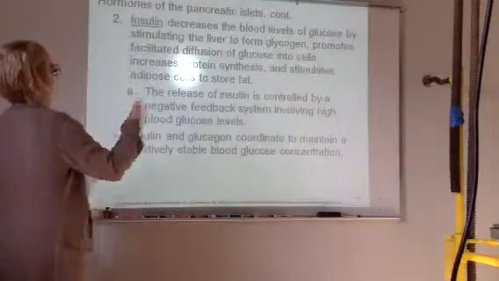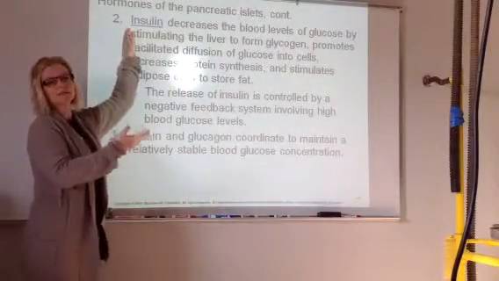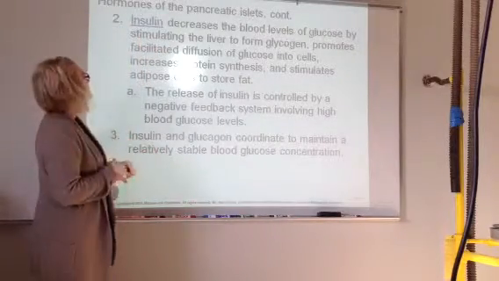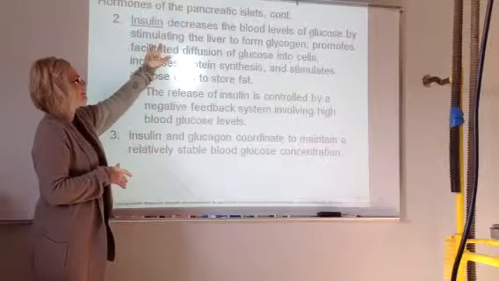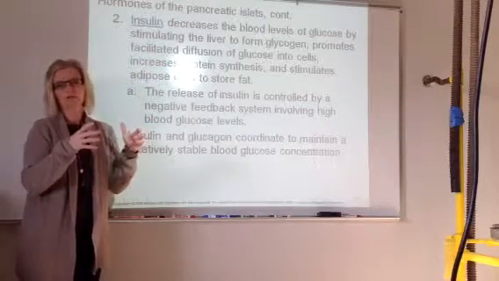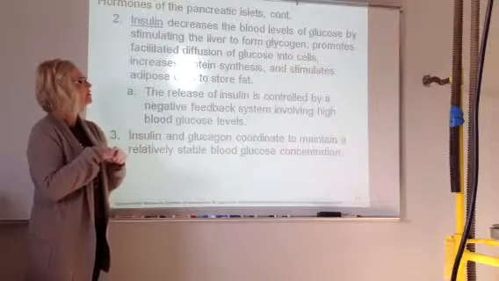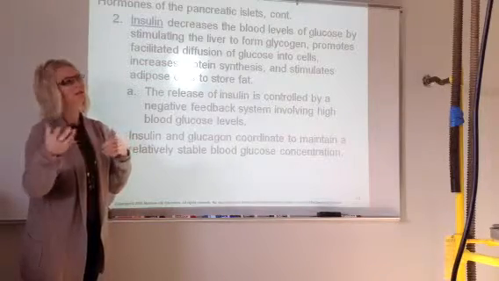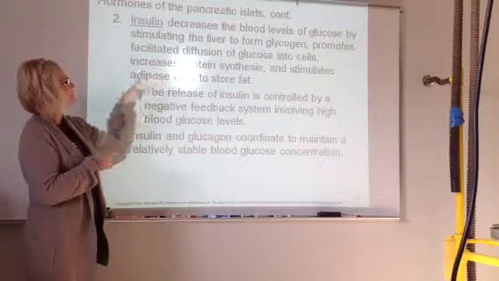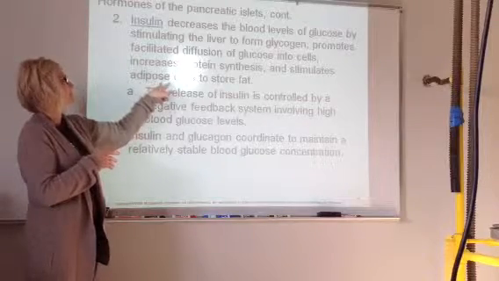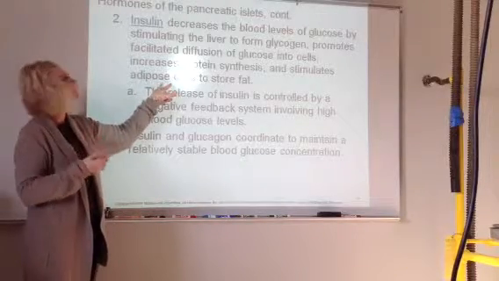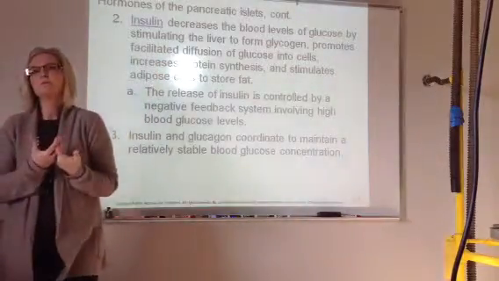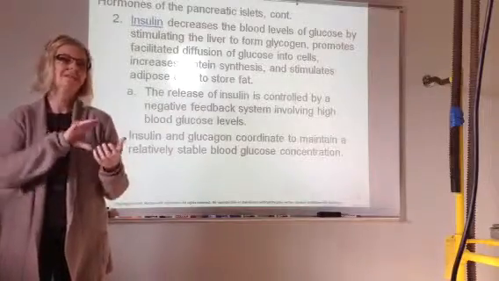Insulin has the opposite effect. Insulin decreases the blood levels of glucose. So it's going to stimulate the liver to form more glycogen, which is that larger chemical. Promotes diffusion of glucose into cells so that it leaves your bloodstream, increases protein synthesis, and stimulates adipose cells to store fat.